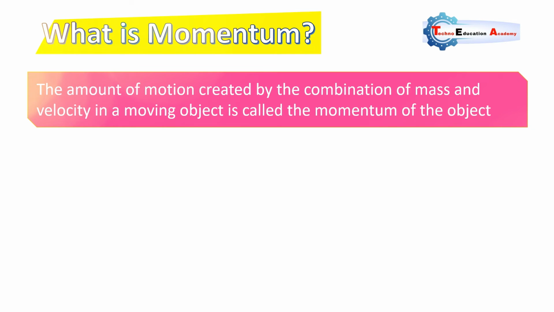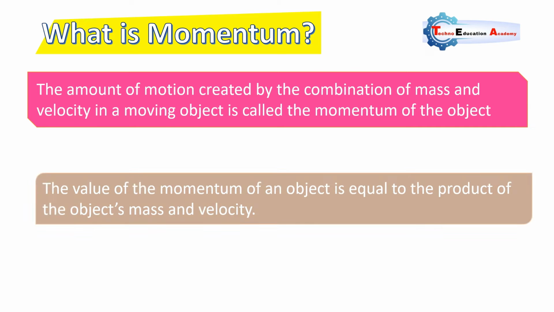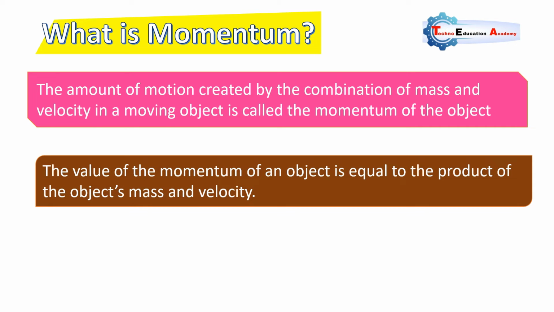Momentum means mass into velocity. So the amount of motion created by the combination of mass and velocity in a moving object is called the momentum of the object. The value of momentum of an object is equal to the product of the object's mass and its velocity. We have already discussed that momentum means mass into velocity.